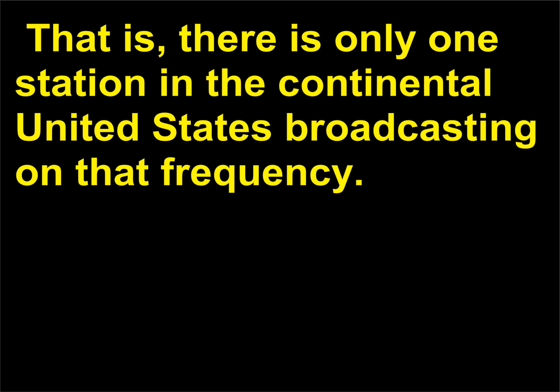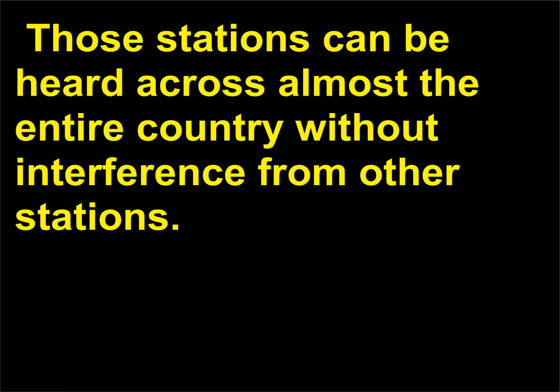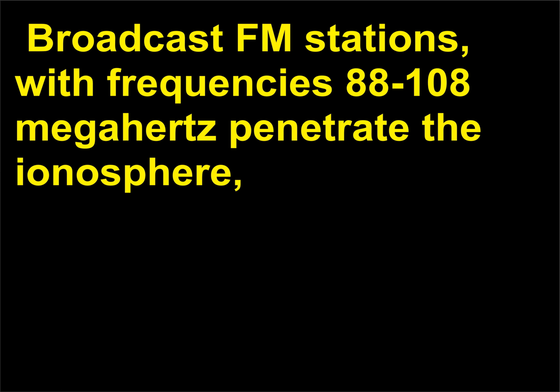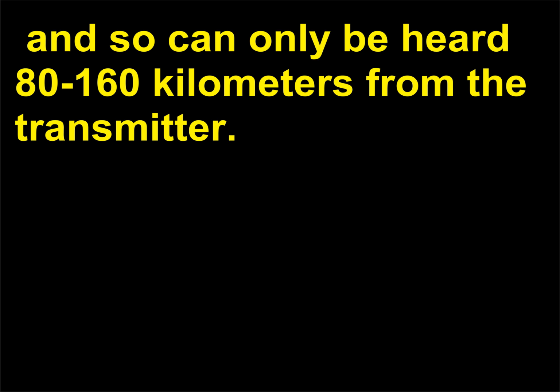A handful of AM stations are clear channel stations. That is, there is only one station in the continental United States broadcasting on that frequency. Those stations can be heard across almost the entire country without interference from other stations. Broadcast FM stations, with frequencies 88 to 108 MHz, penetrate the ionosphere, and so can only be heard 80 to 160 km from the transmitter.